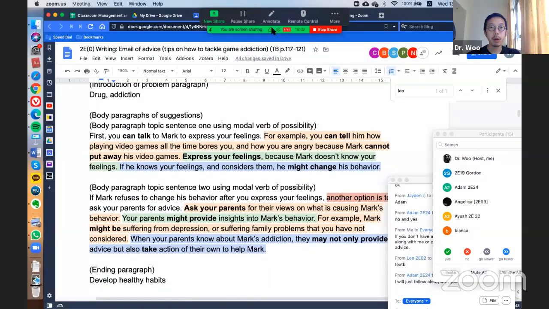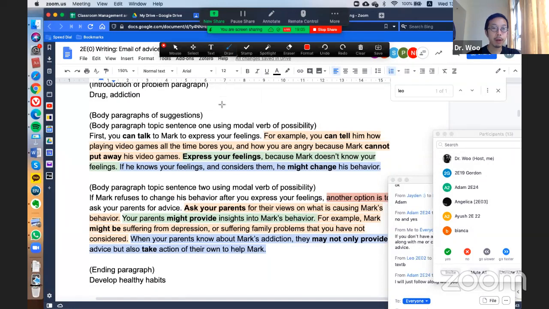Okay. So in boldface, I've already shown you modal verbs of possibility: can talk, can tell, cannot put away, might change, might provide, might be, may not only provide, may take. So lots of modal verbs of possibility.